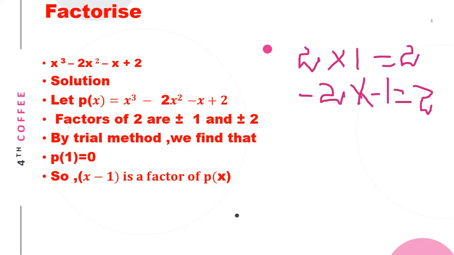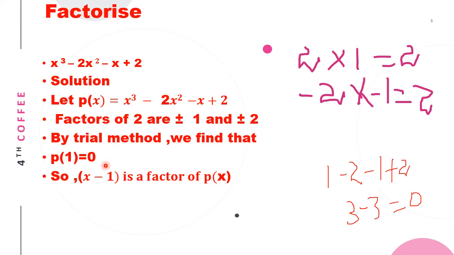Now replace x with 1. So you get 1 cube which is 1, minus 2 into 1 squared is minus 2, again minus 1 and then plus 2. So we get 3 minus 3 and that works out to be 0. So by trial method we got that p of 1 is 0.